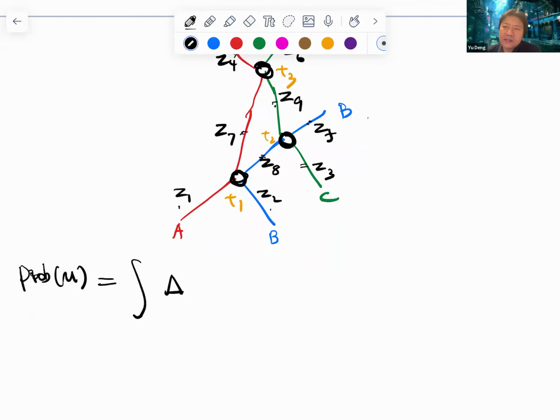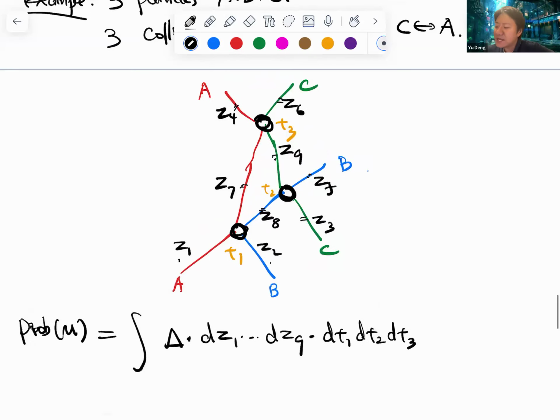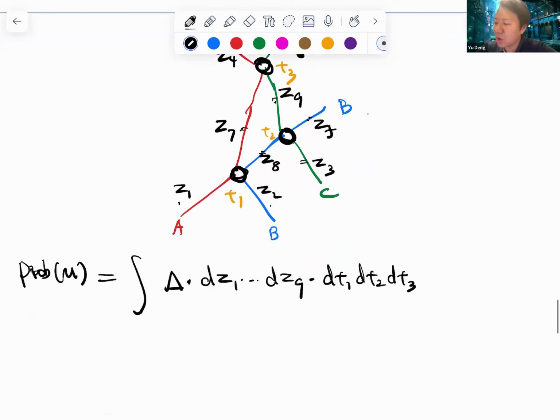We have this delta, which we'll see represents a huge product of delta functions, and then we have dz1 through dz9 and dt1, dt2, dt3. So this is our idea of representing this whole probability as an integral over all the intermediate velocity variables and over all time variables. Okay, so now what is this delta?